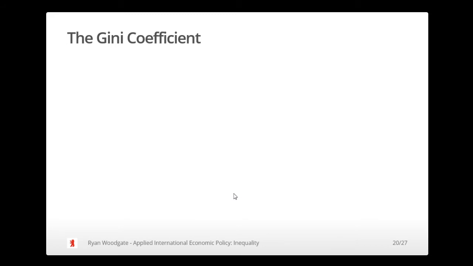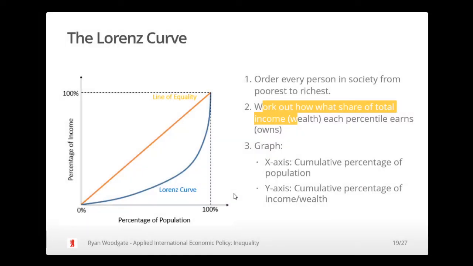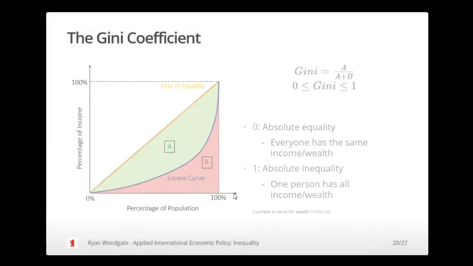And this is where the Gini coefficient comes in. It essentially captures the Lorenz curve in a number. Essentially, it is defined as follows. The Gini is a number given by the area between the line of equality and the Lorenz curve, divided by the total area under the line of equality.